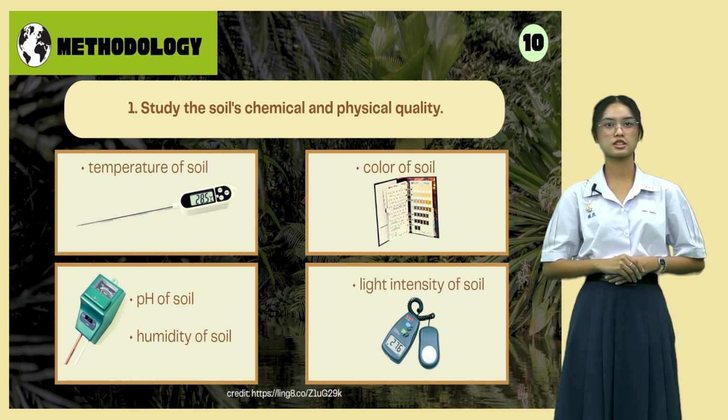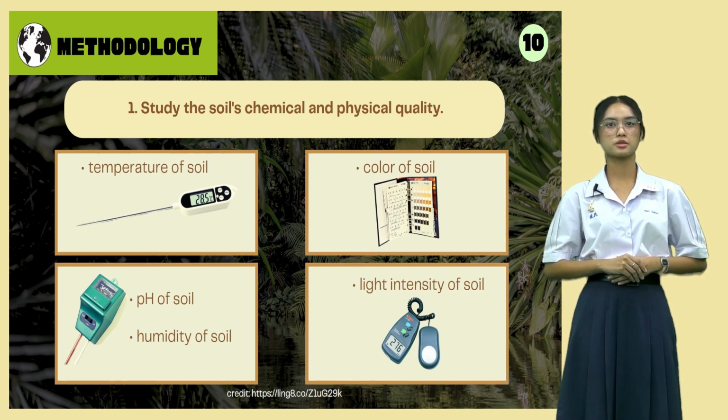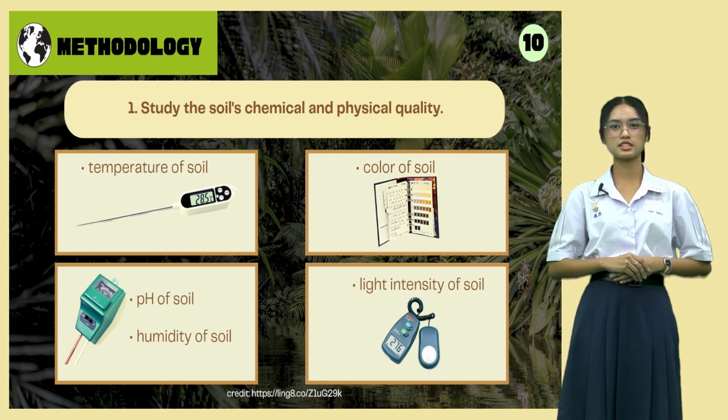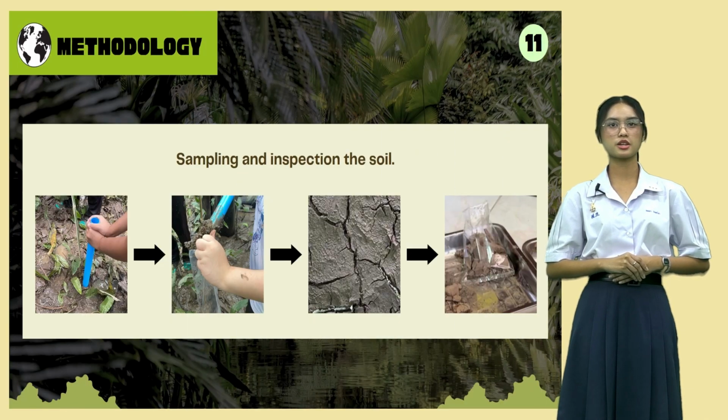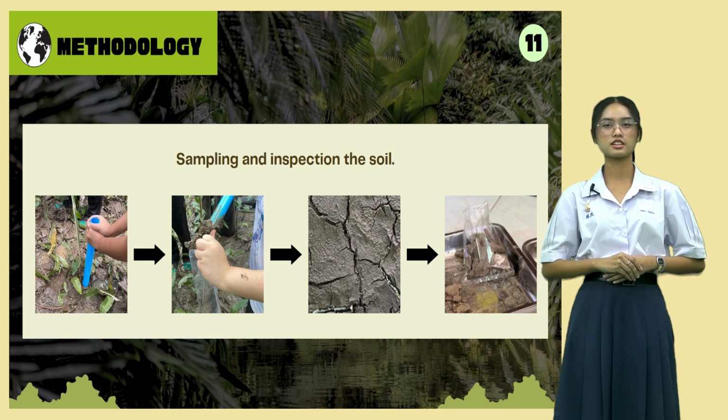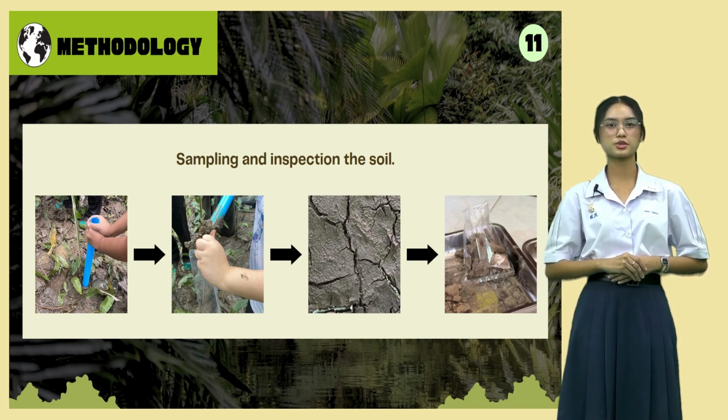First, analysis of soil quality. Evaluate both chemical and physical aspects of the soil. Utilize equipment such as the soil thermometer, soil color book, pH meter, light intensity meter, and PVC pipe. Measure pH level, moisture content, color, temperature, and transparency. Dig the soil to a depth of 30 cm and assess its quality for 3 consecutive days, collecting 1 sample per day.